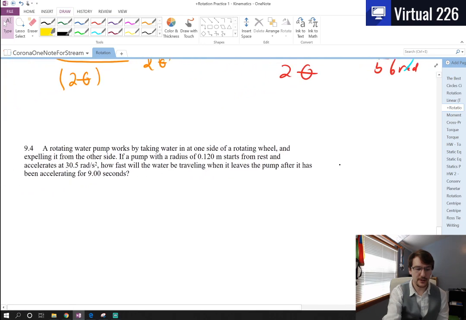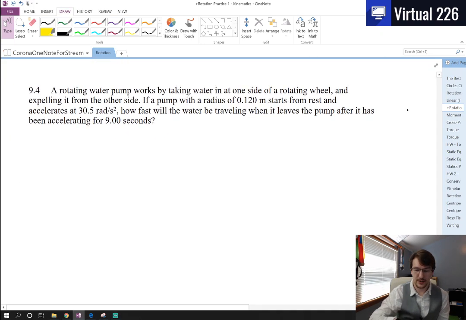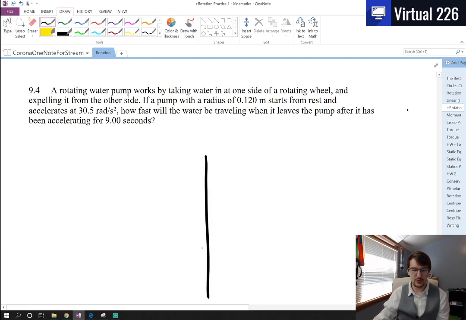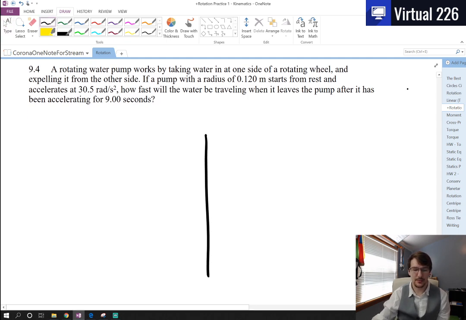For our third problem here, this can actually be done in a few different ways, 2 of them at least. So we'll split this problem up into 2 ways here. What we have is a rotating water pump. The way this water pump works is it takes water in from one side of it, spins it around, and then the water is ejected from the other side.